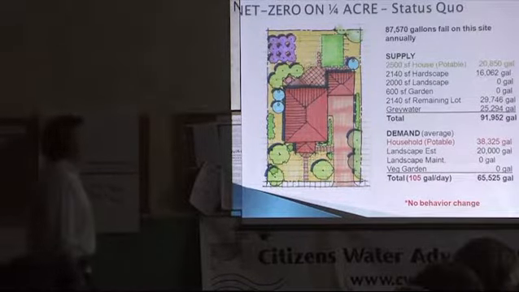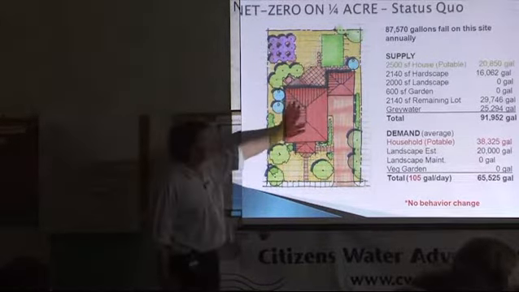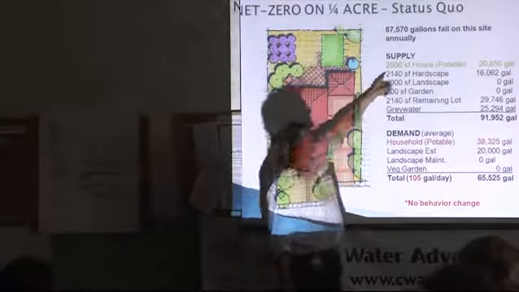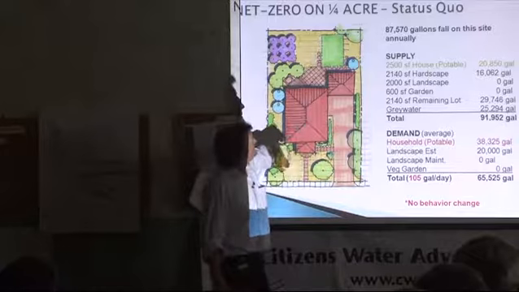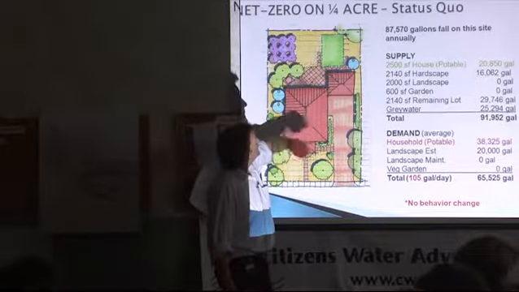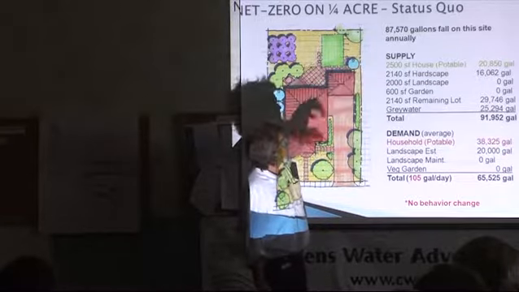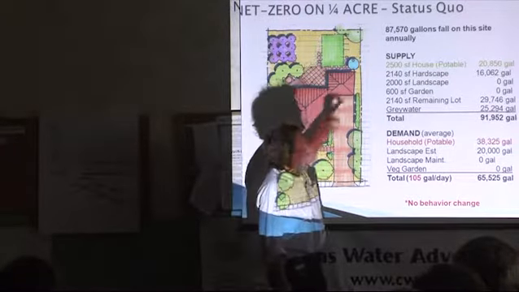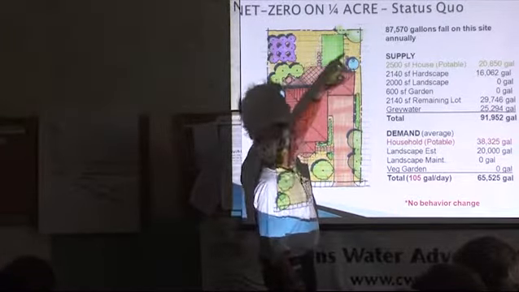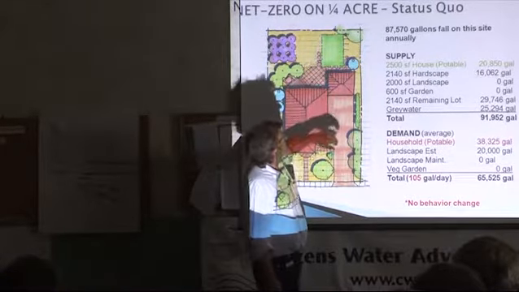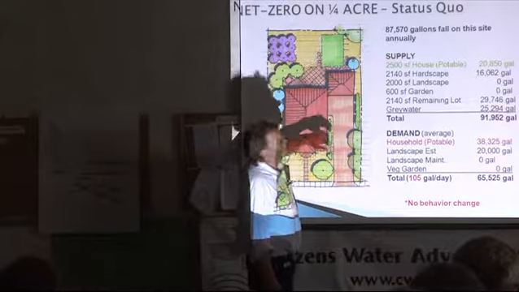So I've done a little case study here to show a typical lot with a roof. We have 2,500 square feet of roof area. I did a calculation based on 13 inches of annual rainfall, I think. So I got 87,000 gallons. That's the whole site, not just the roof. That's the whole site.